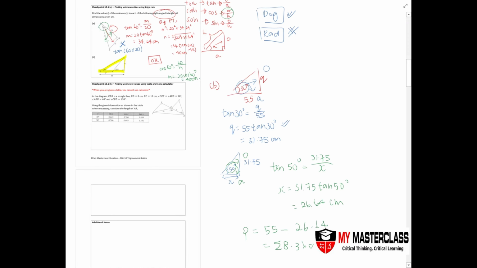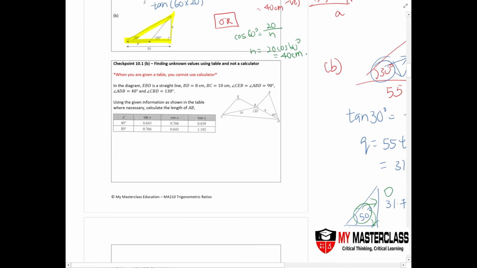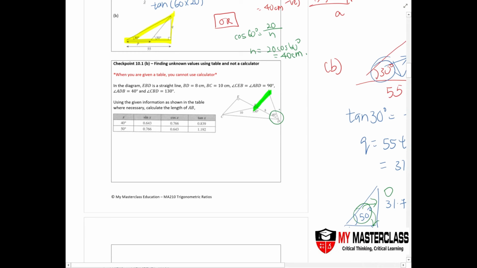Then let's take a look at checkpoint 10.1 part B. When you are given a table, please do not use your calculator, just use the values given here. They're asking you to calculate the length of AB. Let me highlight this for you. Can you see I'm circling the angle? This is opposite, and this is your adjacent. It's very straightforward. So you have tangent 40 equals AB over 8.